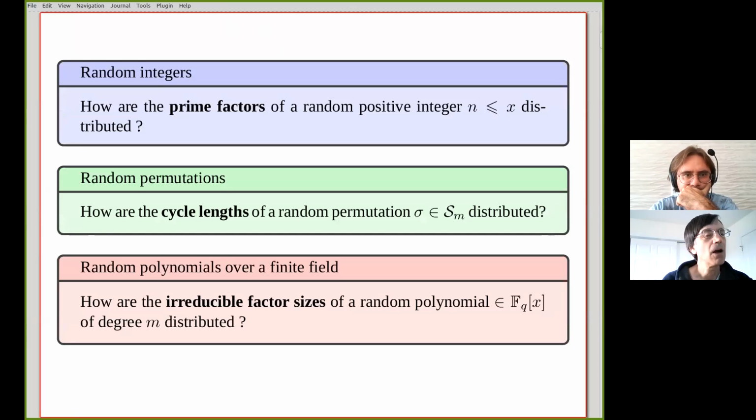Each of these objects has a unique factorization. Integers factor uniquely as a product of primes, permutations factor into cycles, and polynomials, of course, factor into irreducible polynomials. So there are 3 meta questions that we can ask. If you take a random integer, let's say below x, how are the prime factors distributed? You can ask a similar question about a random permutation with respect to the cycle lengths. The cycle lengths tell you a lot about the permutation, especially the group theoretic properties. And the same for a polynomial over a finite field: what can we say about the distribution of the sizes of the irreducible factors? These are 3 basic meta questions.